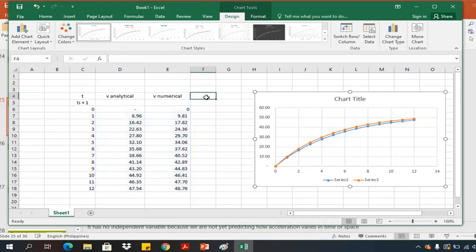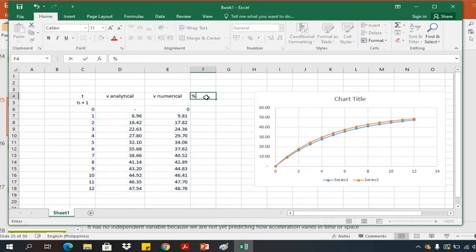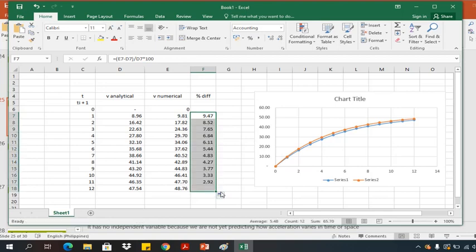So how will we compute for the percentage error or percentage difference? That is equal to the numerical value less the analytical value, divided by the analytical value, times 100. So that is equal to 9.37% difference. Let's check for the other values. This percentage difference is decreasing as the time is increasing.